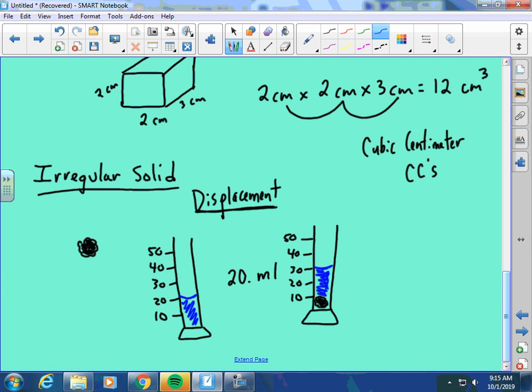All right. So it started at 20. I put this irregularly shaped object in there, and the volume went up to 30. So what is the volume of the object? Okay, so my volume after is 30 milliliters, and my volume before was 20 milliliters. Therefore, the volume of the object must be 10 milliliters. So there are three ways that we can find volume. So now I'm going to give you this worksheet, and we're going to practice this today.